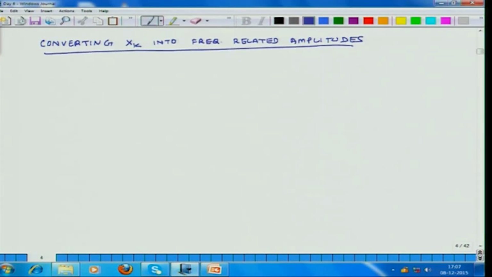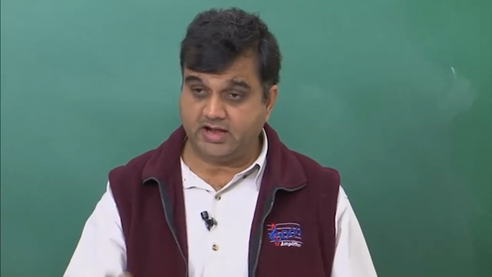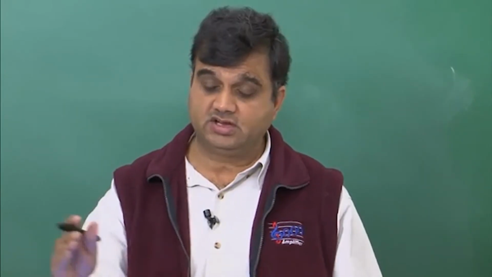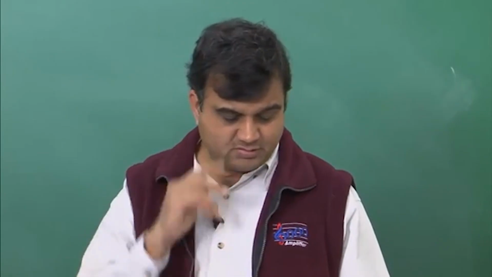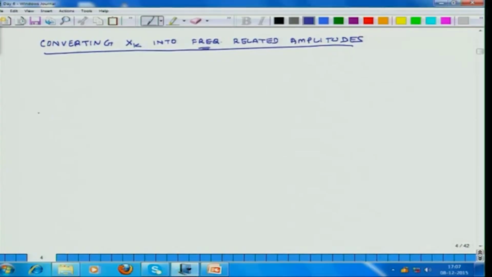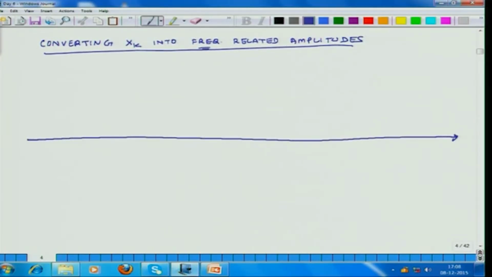What these frequencies are, we will not talk right now, we will do that later, but right now we will just learn how to convert this xk into frequency related amplitudes. So we will very quickly draw this spectrum, or we will plot the values of xk. We will start from 0 and we will end with 23.